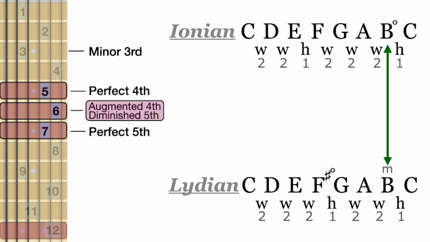But one of the things that we need to pay attention to when we're talking about scales is the distance that we have between our tonic, in this case C, and whichever note we're talking about, in this case B. B is the 7th degree of C Lydian or C Ionian. And between the tonic, which is C, the 1st degree, all the way out to the 7th, which is B, that's a long distance, right? There's a long distance there.